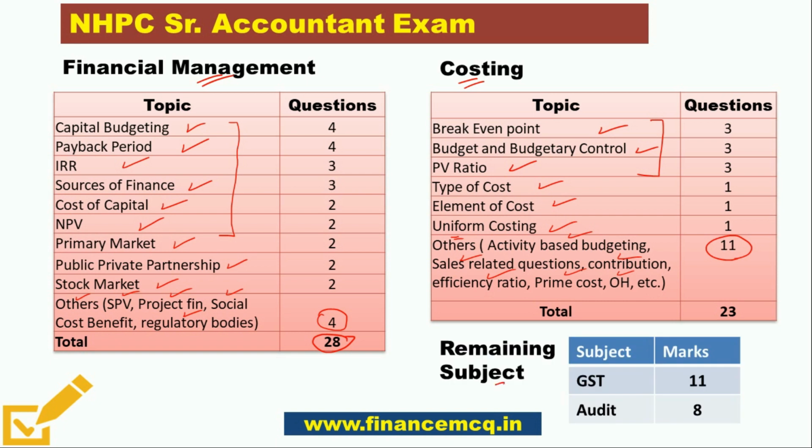Then for the remaining subjects, in GST 11 questions were asked, and from audit 8 questions were asked. Under GST, they asked questions related to GST forms and returns and the basic concept of GST, and from audit they asked questions from auditing standards, internal audit, and then verification related questions. So like this, a total of 140 marks of questions were asked from the technical syllabus. You have to put special effort into these topics which we just discussed, so as to cover the majority of the topics for your examination.